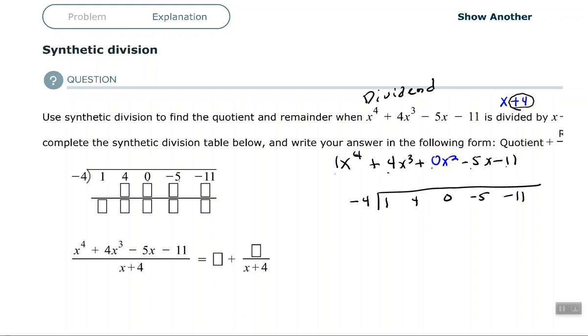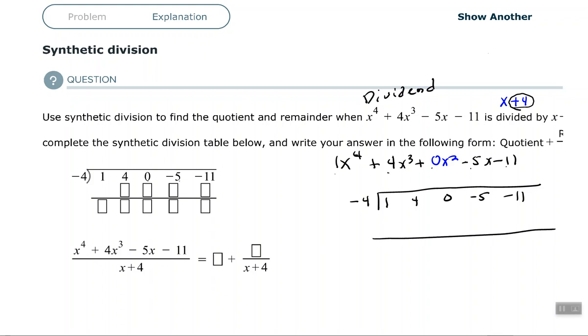So you use the coefficients from your dividend on the inside, and then use the opposite sign of the integer in your divisor. Now, to use synthetic division, the polynomial has to be divided by a binomial, and that binomial has to have the coefficient of 1 on its leading term. So it has to be 1x to the first power, or y to the first power, plus a number. That is a condition that has to be met. This can't be 3x or 3x squared. It has to be x to the first power.